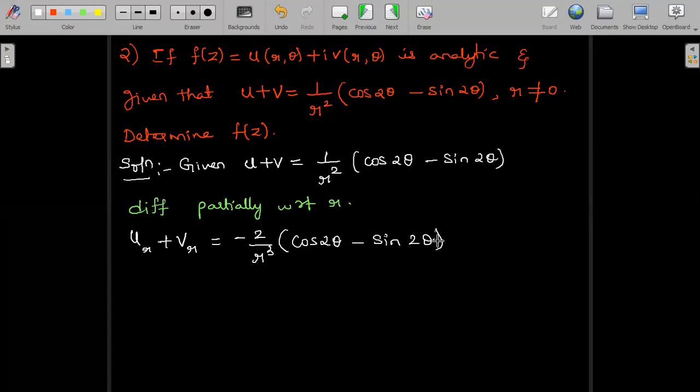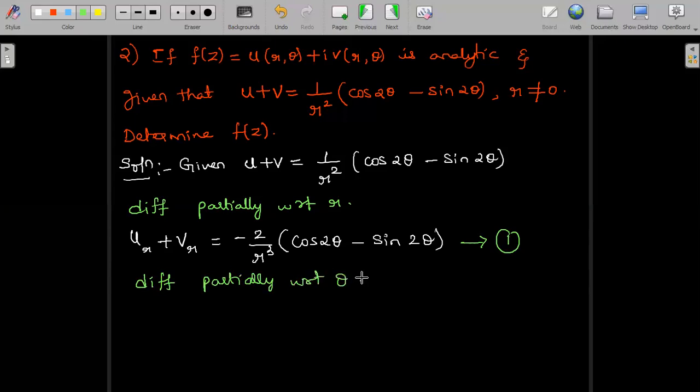Now, similarly, we will differentiate with respect to theta and obtain another expression. So first I will call this equation 1. We will be in need of this. Now we will differentiate the given u plus v term partially with respect to theta.